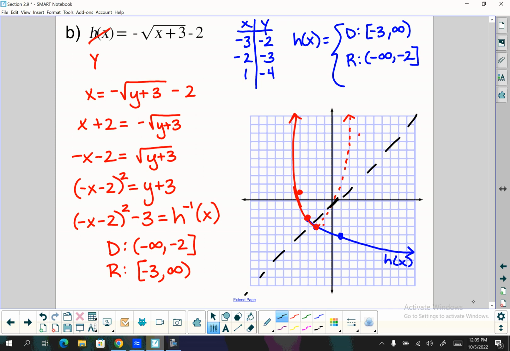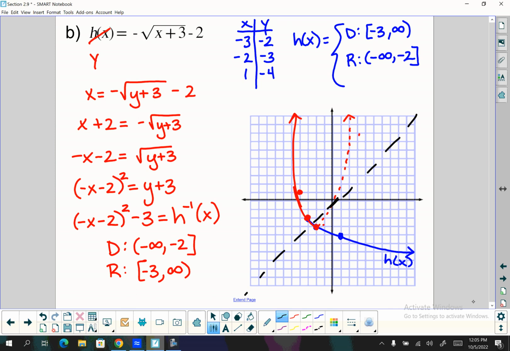It does not matter if you simplify this. There is no specific form we're looking for. So if you want to FOIL it out, great. I don't think you need to, and you're going to make a mistake potentially doing it. So why not just leave it, okay? And then move the 3 over last. And that is your equation for h inverse, okay?